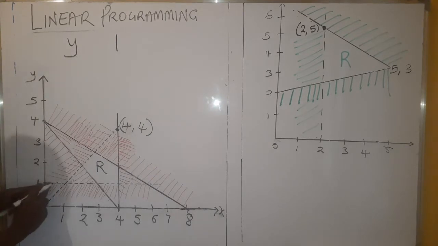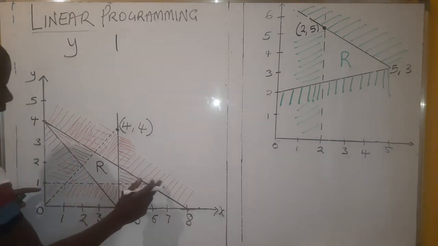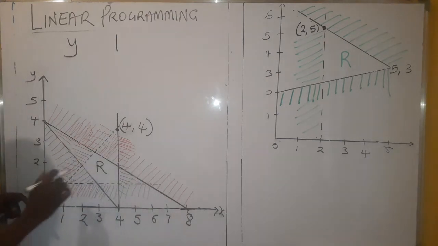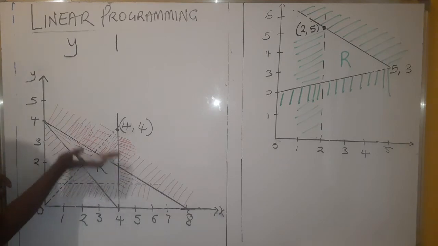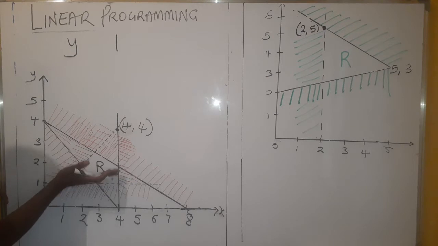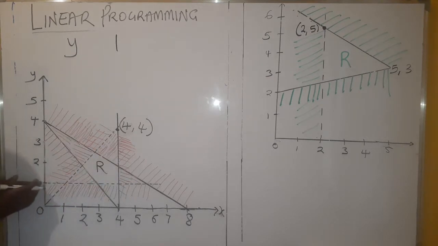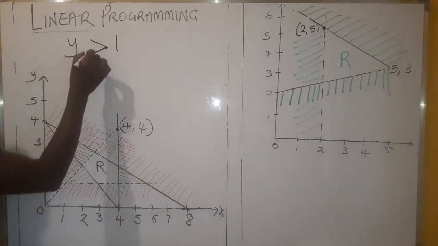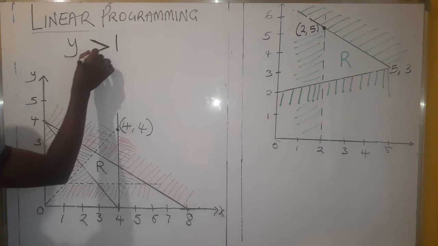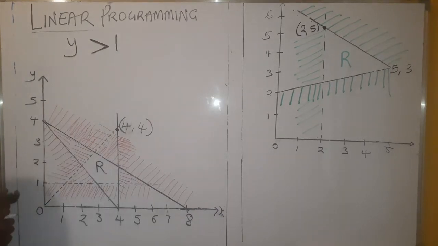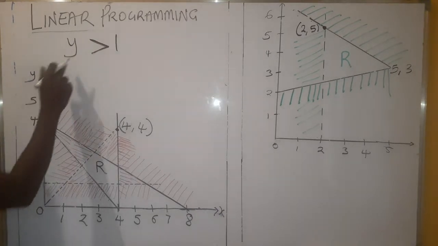Now look at the line. The line is a dotted line, isn't it? The y coordinate is 1 and the line is dotted or broken. The unshaded part is what we want. And is this part greater or less than 1? It is greater than 1. The unshaded part is greater than 1. So this is the first.